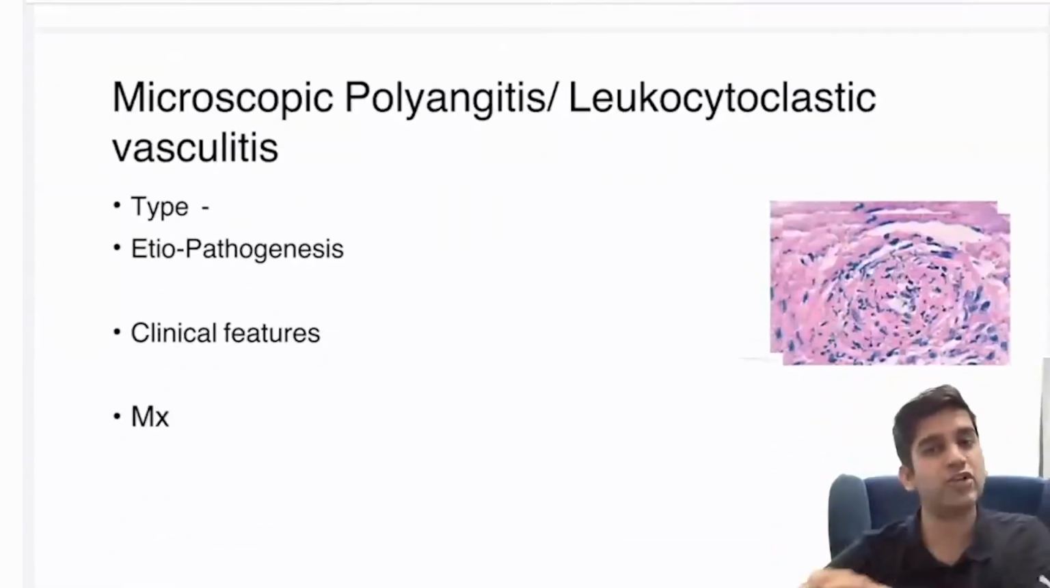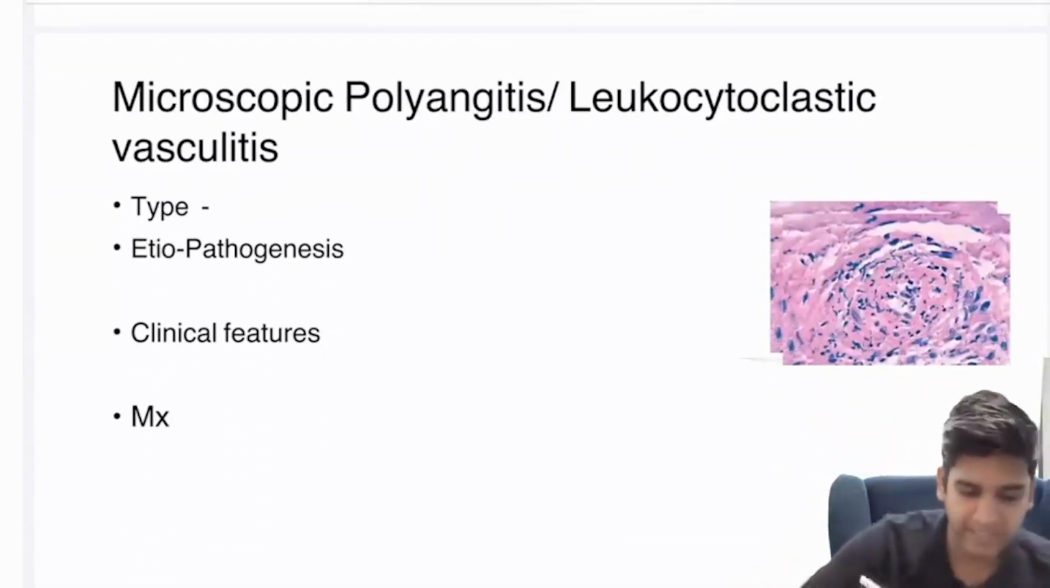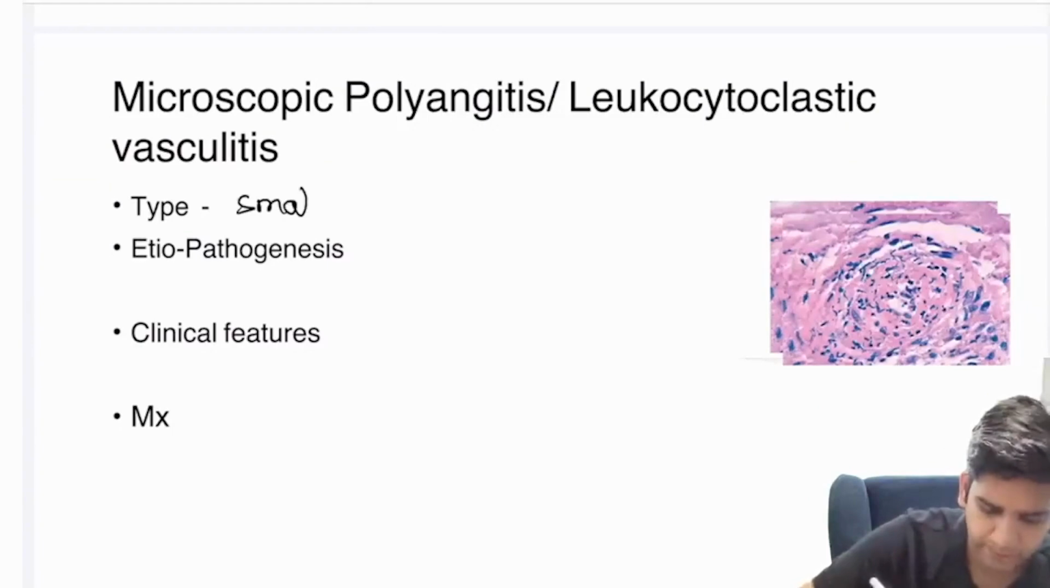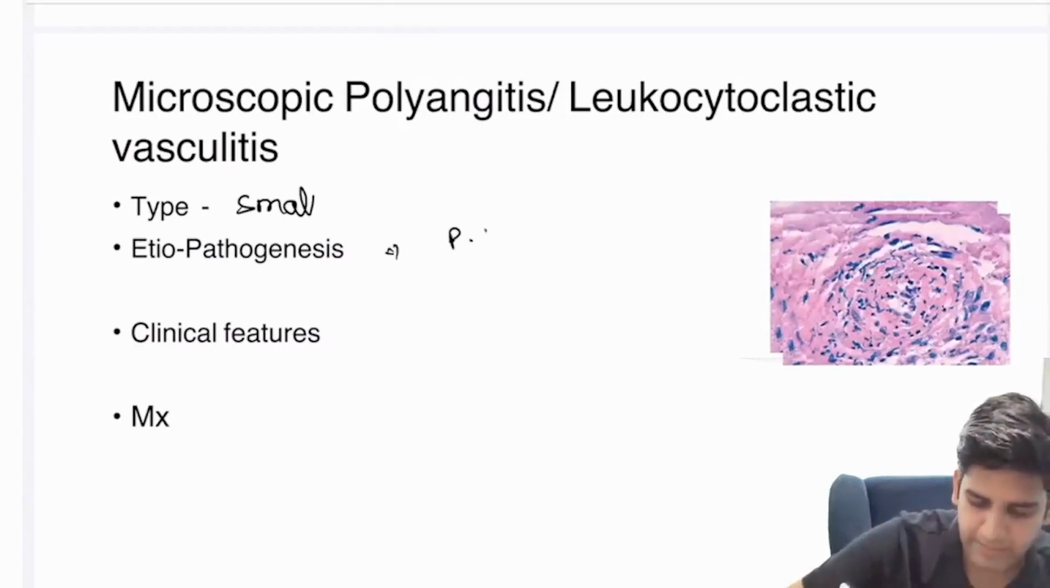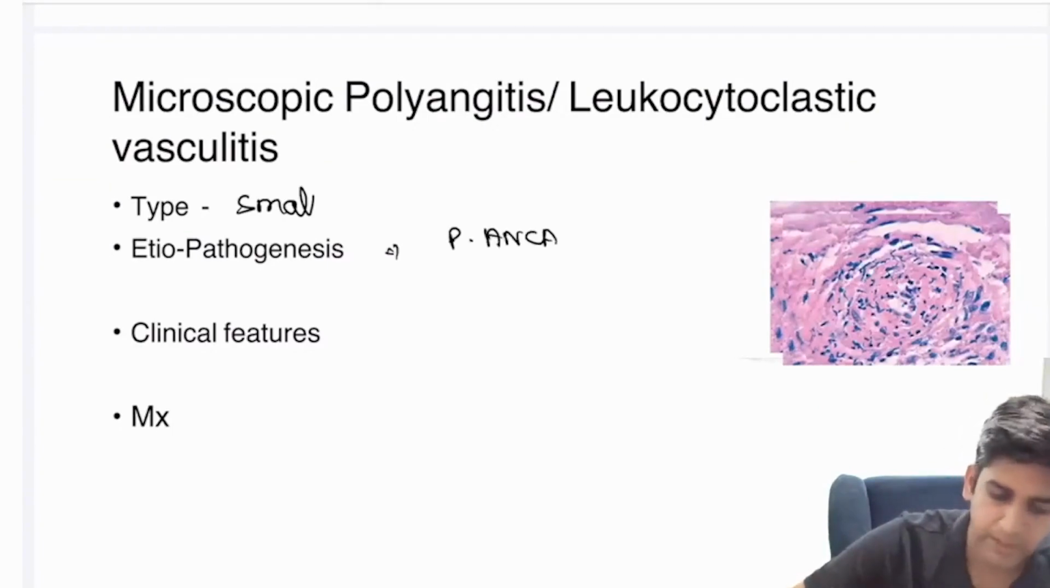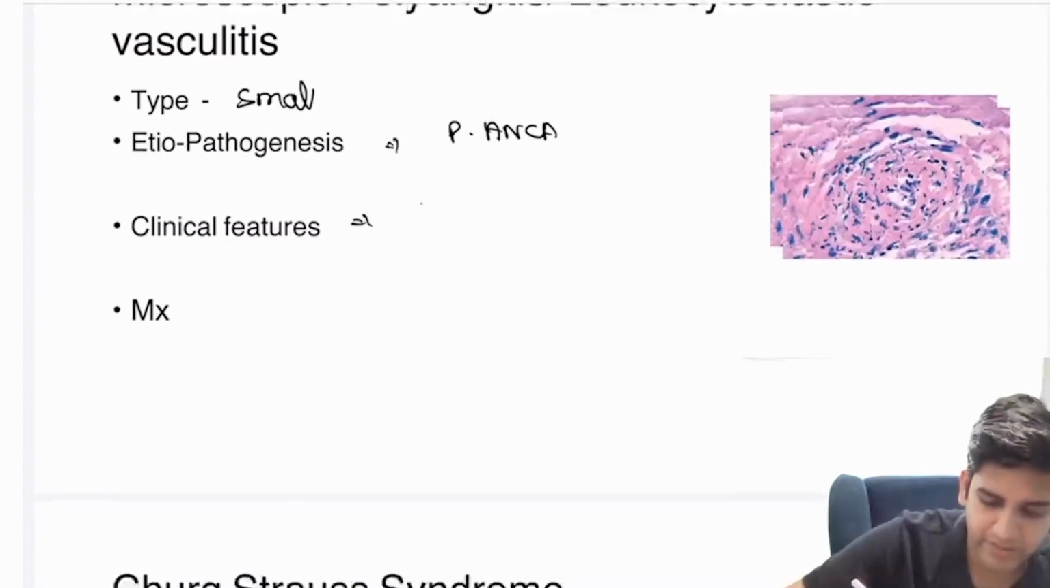Microscopic polyangiitis and Churg-Strauss syndrome. The next two are P-ANCA and C-ANCA mediated. This is also small vessel vasculitis, again with P-ANCA and C-ANCA mediated pathogenesis. Okay, this generally presents in the skin.